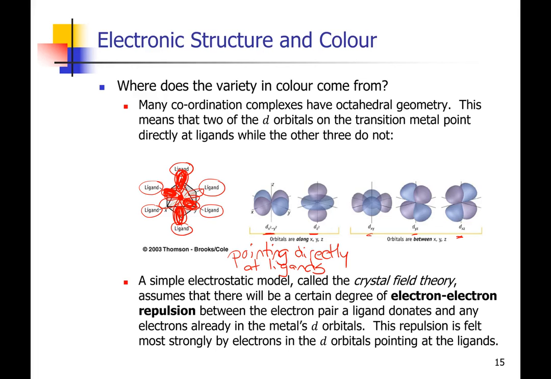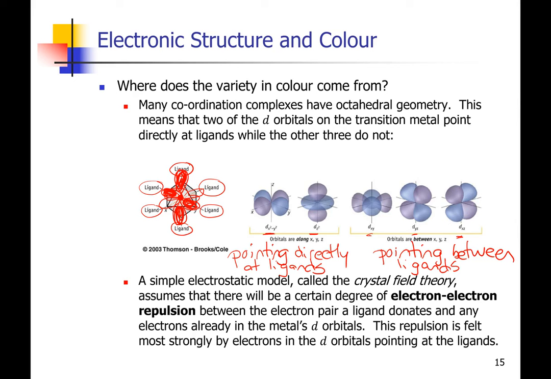The other 3 d orbitals are not pointing directly at the ligands. They are pointing into the spaces between the ligands. So why does that matter?